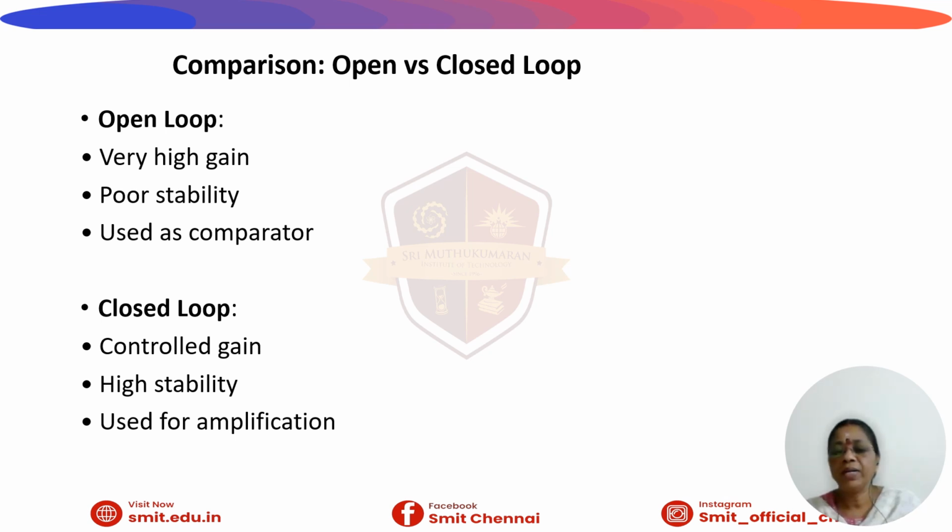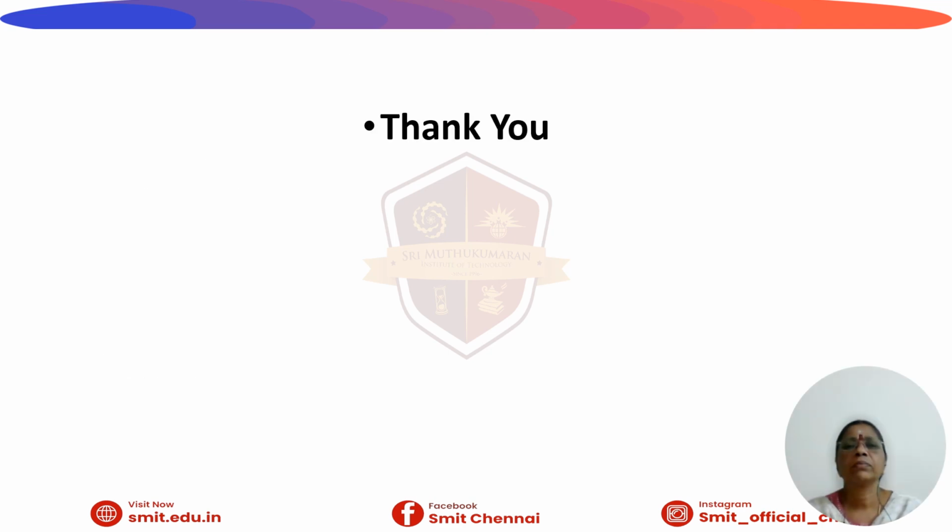In open loop, it is highly sensitive to noise and disturbances, whereas in closed loop, it is less sensitive due to self-correction. Under open loop, the operation is independent of output, whereas it depends on the actual output in closed loop configuration. Applications of open loop are voltage comparators, whereas closed loop is used majorly in amplifiers, filters, and oscillators.